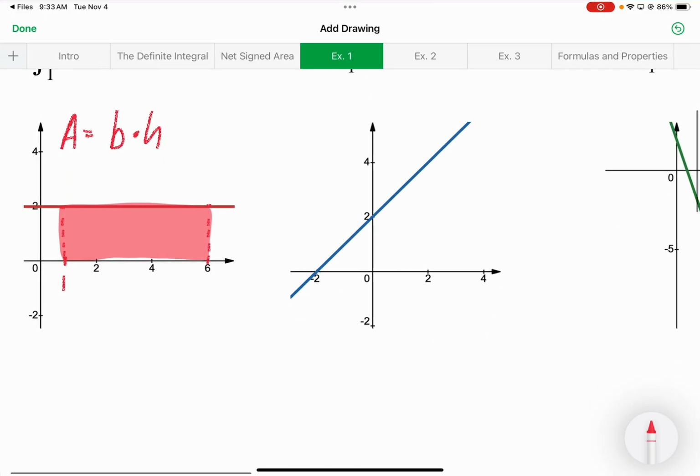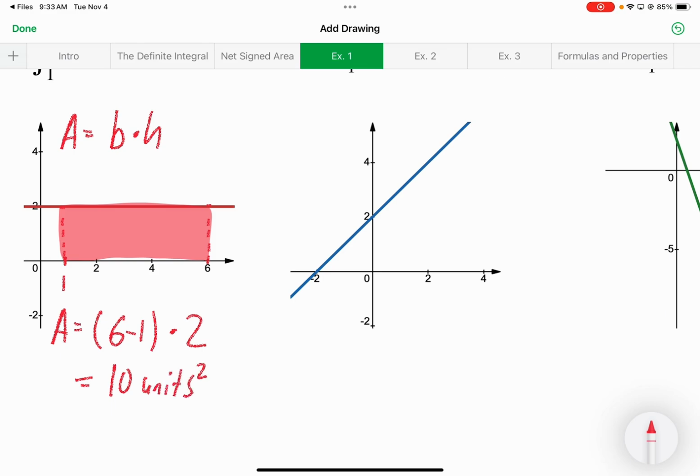Very good. So then my area is going to be my base, which we're just going to go along our x values, subtract those. So let's say 6 minus 1. And then times our height, which is just going to be 2. So very simply giving me an area of 10 units squared.